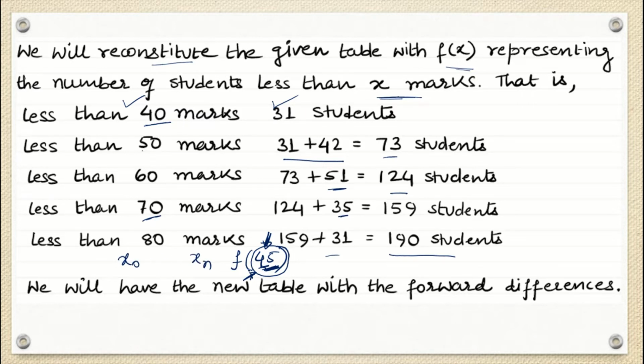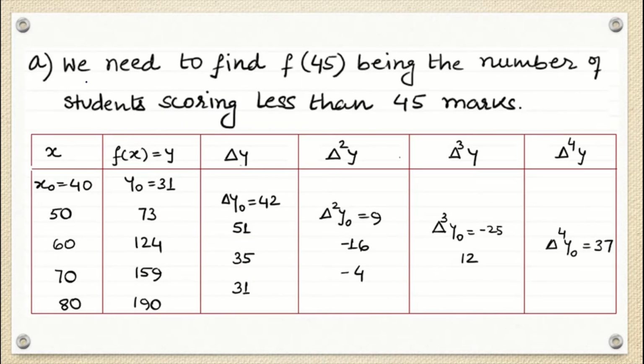Since the number 45 is very near to my very first number 40, we are going to use Newton's forward difference table. Here is the table, and we will not discuss how to make it because we have discussed it in detail in previous classes. This x denotes less than x marks, and fx denotes how many students have got less than x marks. How many students have got less than 40 marks? How many have got less than 50 marks?